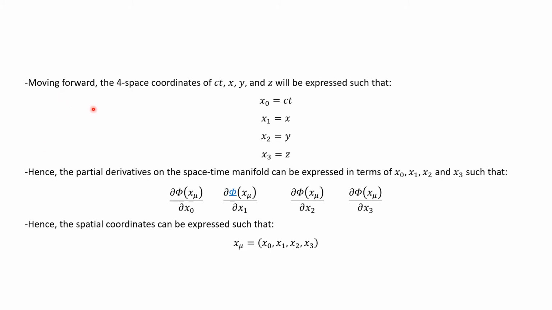Moving forward, the four space coordinates of ct, x, y, and z will be expressed in this notation, so we see the equivalence. Hence, the partial derivatives on the space-time manifold can be expressed in terms of this notation, such that, hence, the spatial coordinates can be expressed as we see here, or the position value.